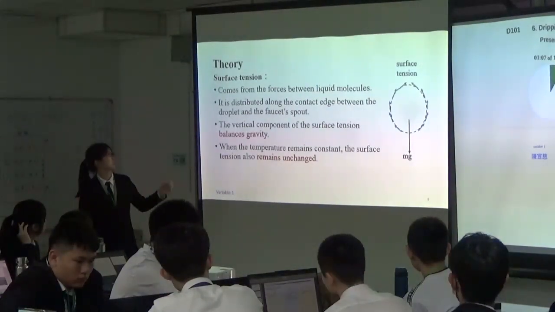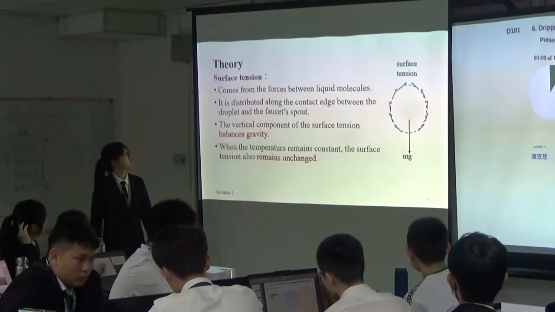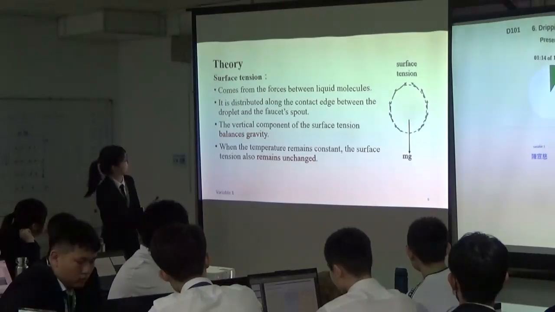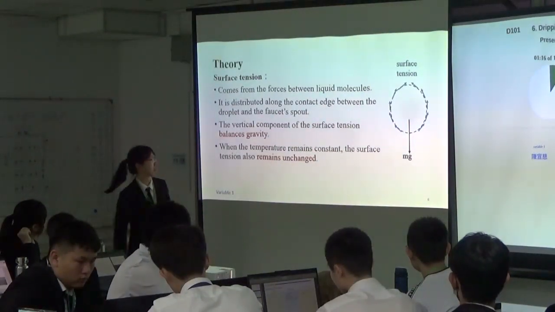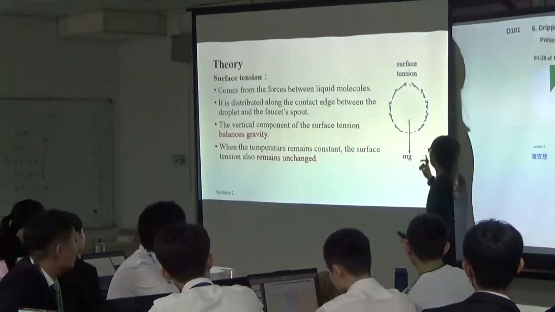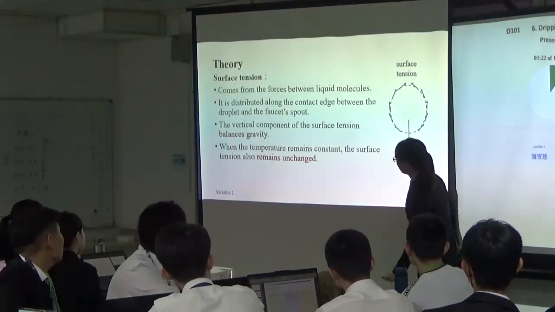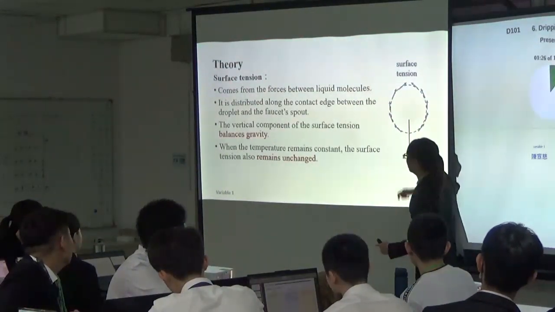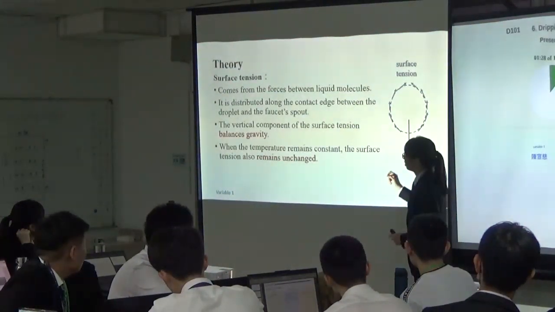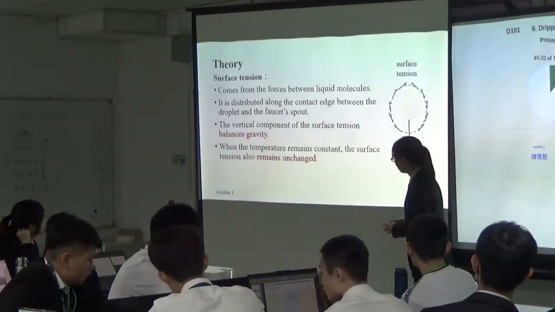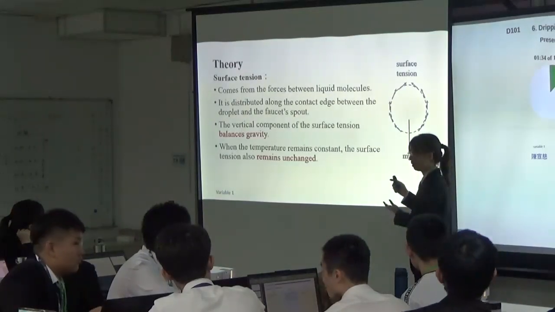And the next one is the surface tension. It comes from the forces between liquid molecules. This is distributed along the contact edge of the faucet, just like these blue arrows. And the vertical component of the surface tension balances the gravity. Because surface tension is influenced by temperature, and we control the temperature, this remains unchanged.